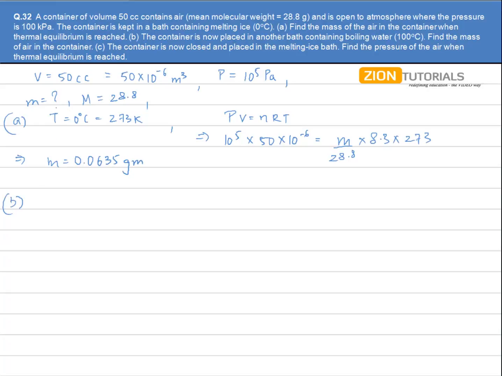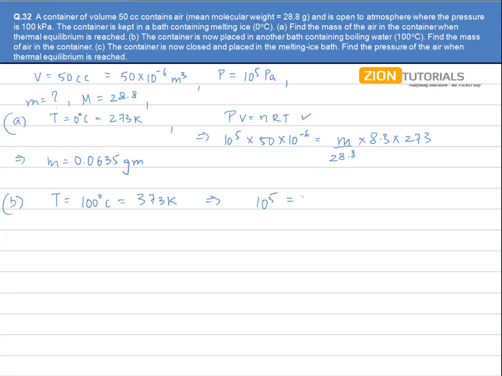The container is now placed in another bath containing boiling water. Find the mass of the air in the container. Now, very similar question, similar to part A, only the temperature has changed to 100 degrees Celsius. So this would be equal to 373 Kelvin. Now we will apply the same equation, PV equal to nRT. This equation will be applied.